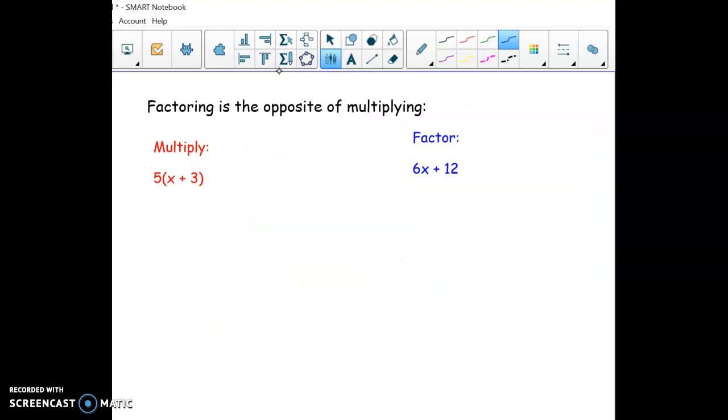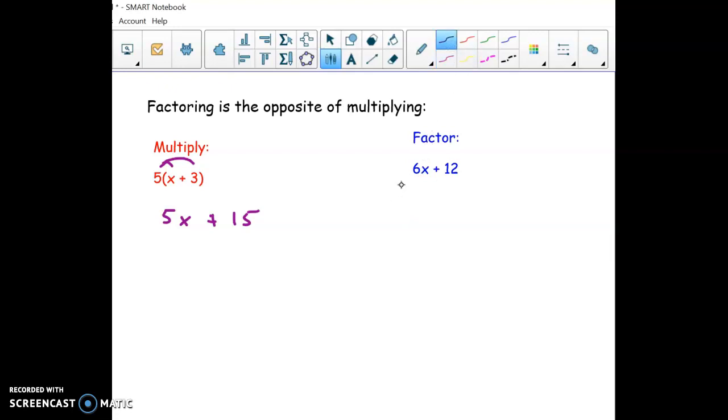Okay, so just to review again, factor is the opposite of multiply. So you're used to this distributive property. Gives us 5x plus 15. Sorry for the poor handwriting. I'm writing on this little board, which makes it hard for me to write sometimes.